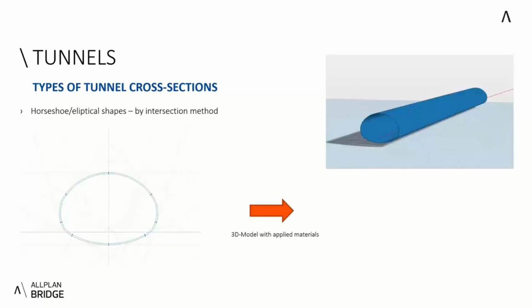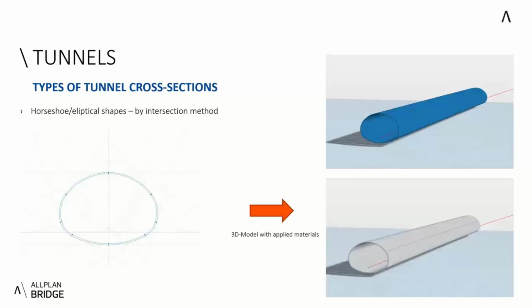The next one, which is a bit more challenging, but can also give you an idea how to do a bit more complex shape, is by intersection method. So we see it might look scary, but it's not, because it's a process where we create lines by angle, look for intersections between them to create the correct elliptical shape. Again, this model is then extruded in Allplan Bridge, and with applied materials, we can see this nice representation of concrete also already in Allplan Bridge.